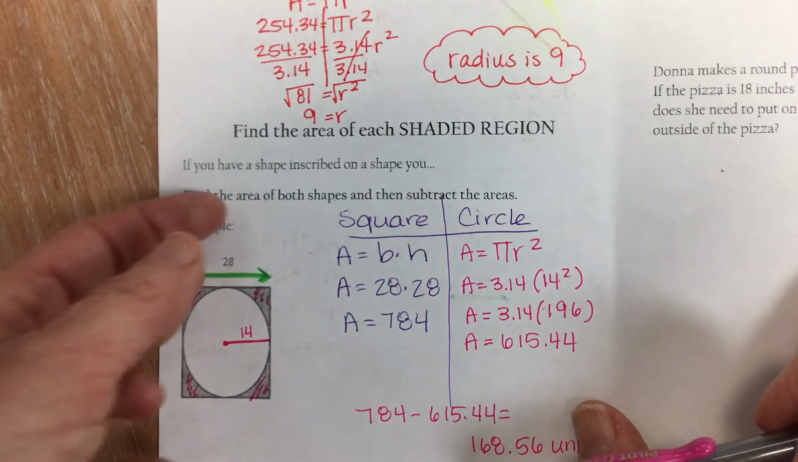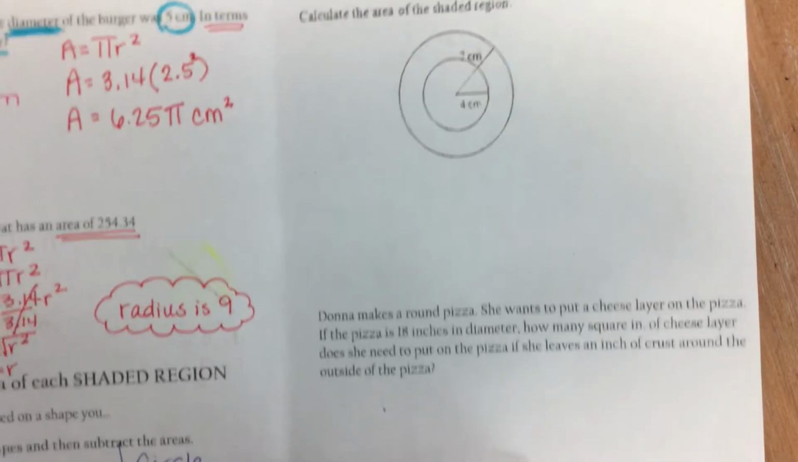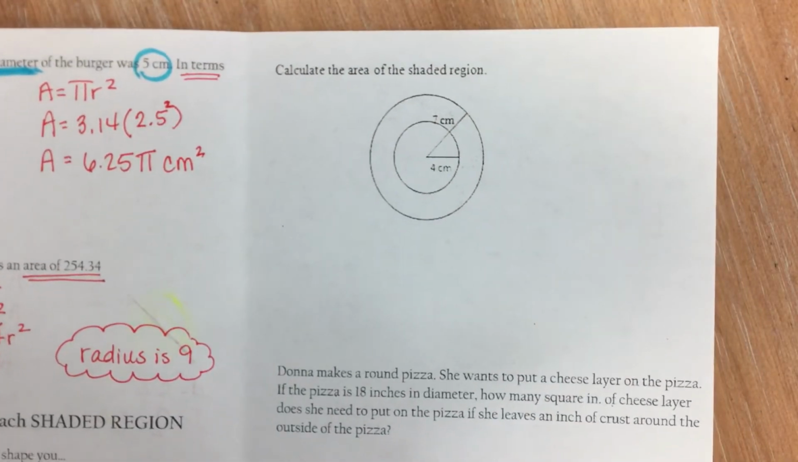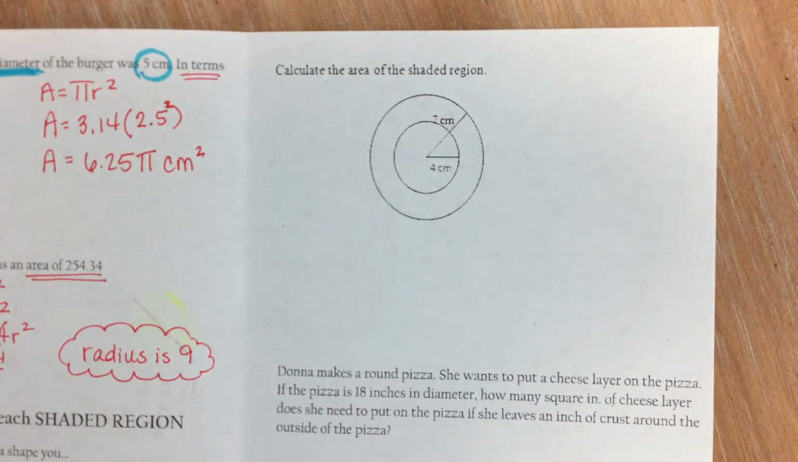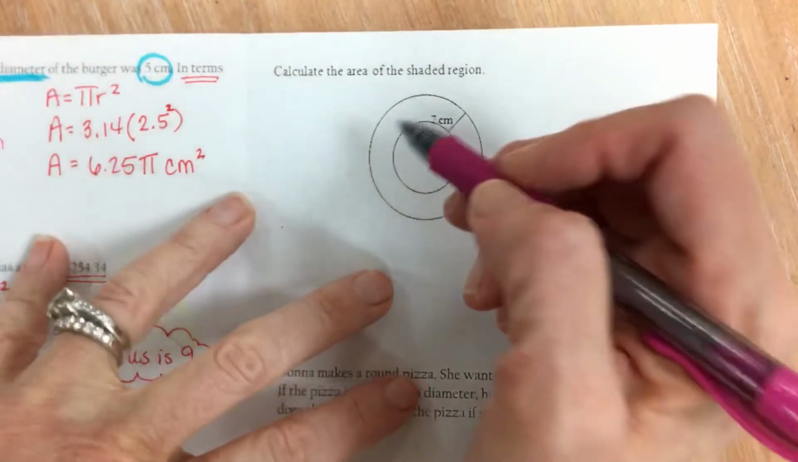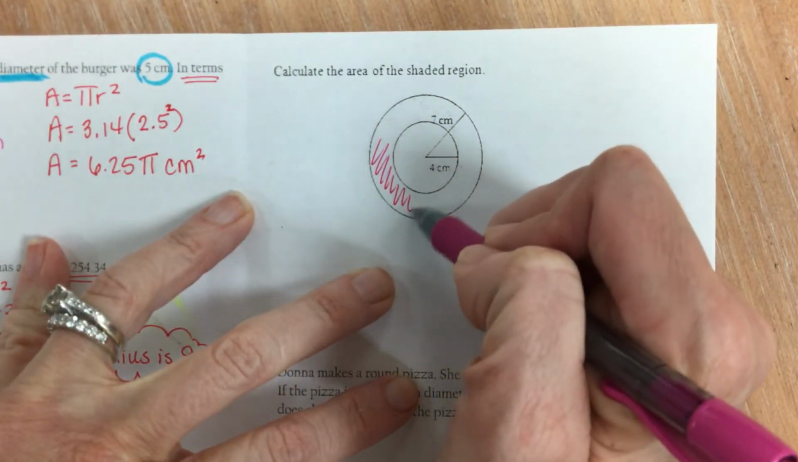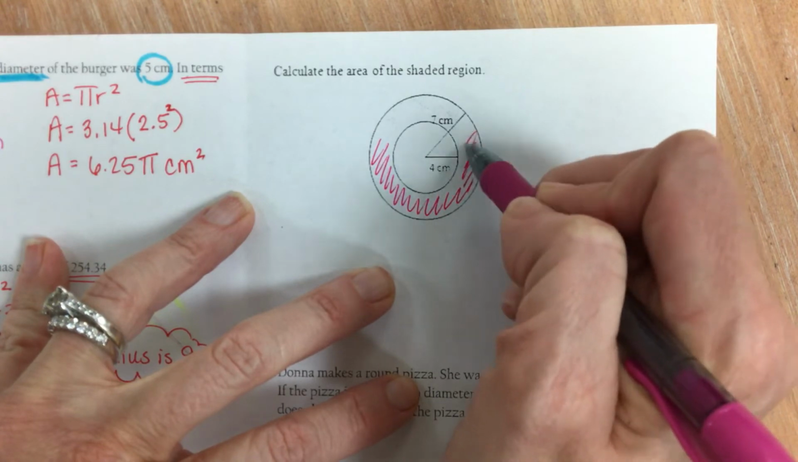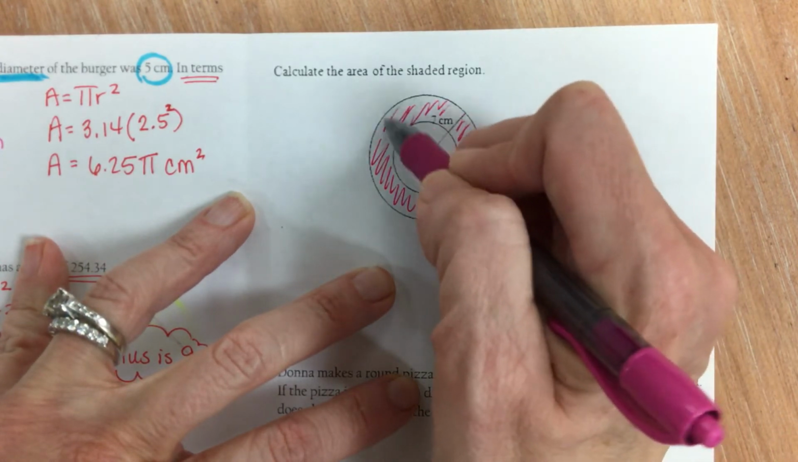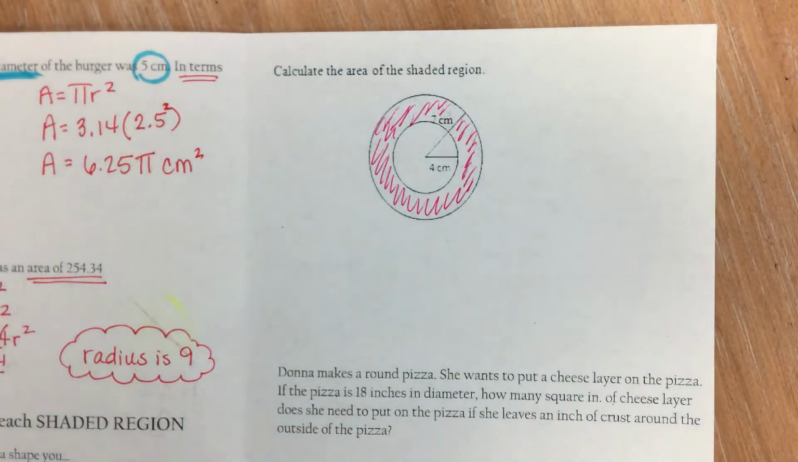All right, let's move on. You can continue on your notebook paper if you don't have these notes, the note page. Calculate the area of the shaded region. Now, you can't really see it on my sheet, so I'm going to go ahead and shade it in. There we go. So what's pink is what's shaded.